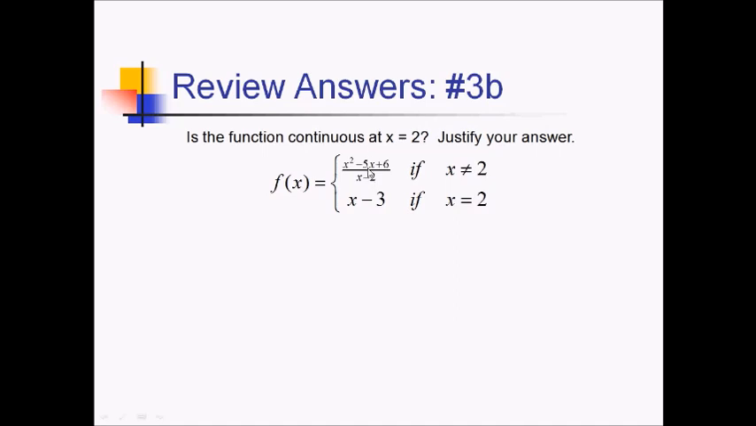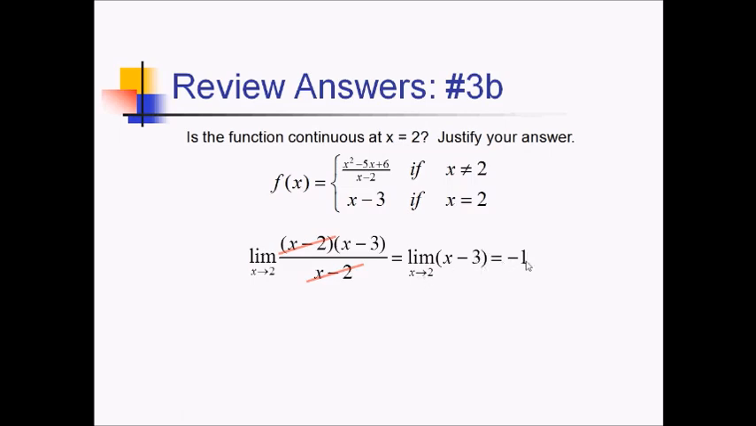So to find the limit as x approaches 2, I basically need to plug into this rule where x does not equal 2. So we have the limit then as x approaches 2 of this rule here. And I've taken a moment to factor this. So x minus 2, x minus 3 in the numerator. Because in order to actually find this limit, if you just plug 2 in, you've got 0 over 0. So we need to cancel out these x minus 2's, leaving us with just the limit as x approaches 2 of x minus 3. And if I plug 2 into this, I get negative 1 for my limit.